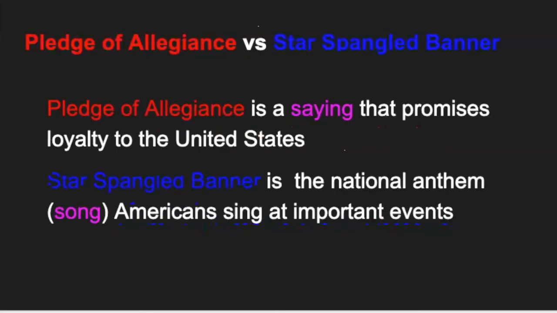The Pledge of Allegiance is a saying that promises loyalty to the United States. Little kids at school will stand up and say their pledge every morning to say that they're going to become good citizens. The Star-Spangled Banner is a song. It's the national anthem that Americans sing at important events. So the pledge is a saying, and the Star-Spangled Banner is a song.